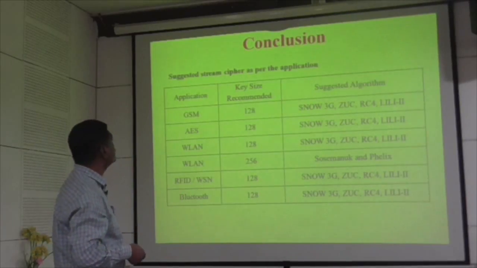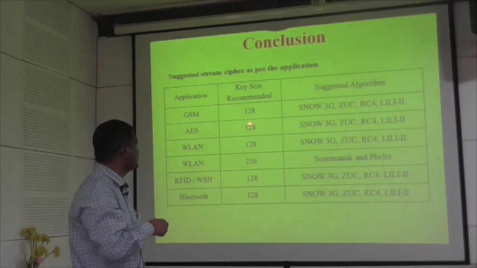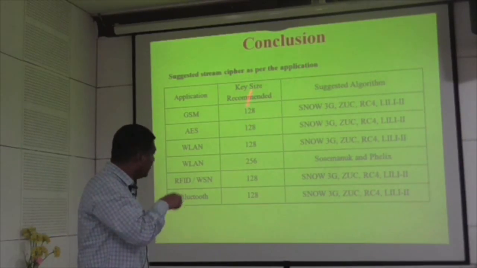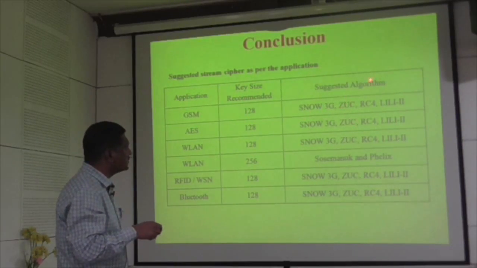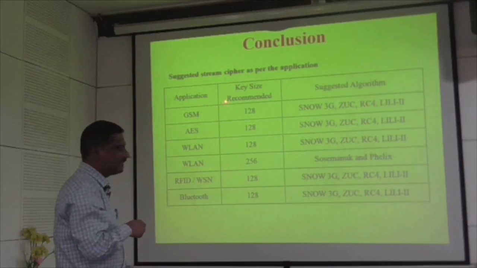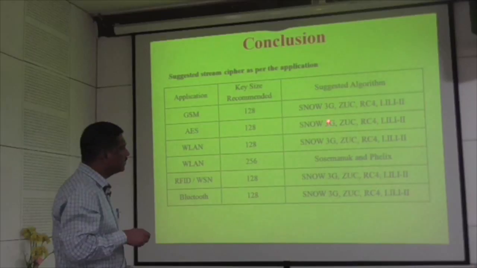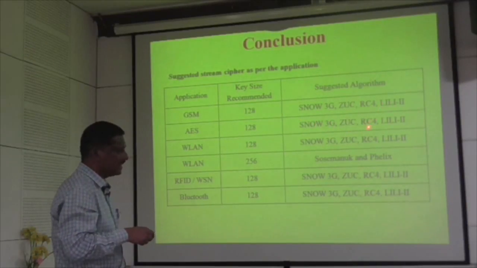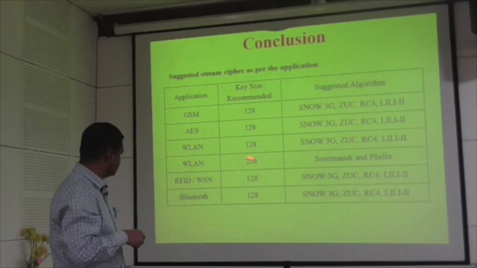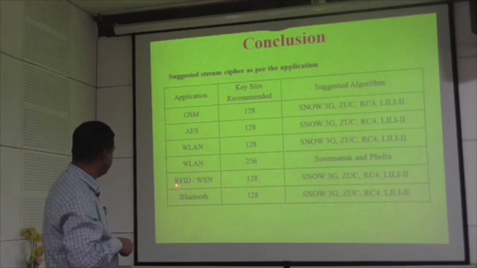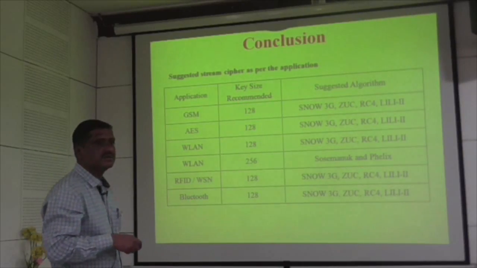And this table shows the suggested stream ciphers as per the application and key size. Means if the key size is a concern for the application, then Snow3G, ZUC, RC4, Lily2 can be used for GSM applications. Then if 128-bit is considered, then AES, Snow3G can be used, or AES can be replaced by ZUC, RC4 and this Lily2. Then wireless LAN, then similarly 256-bit and 128-bit, then RFID and WSN and then Bluetooth. These algorithms may be suggested.